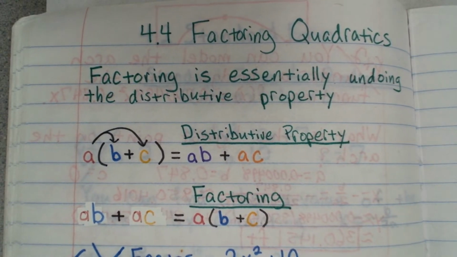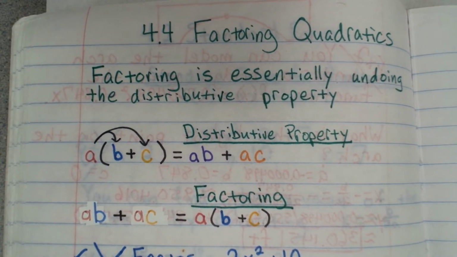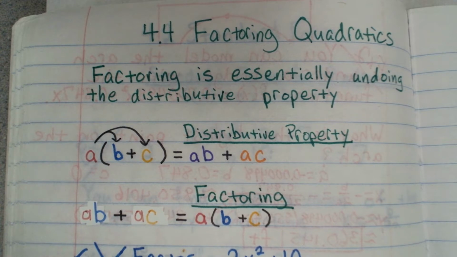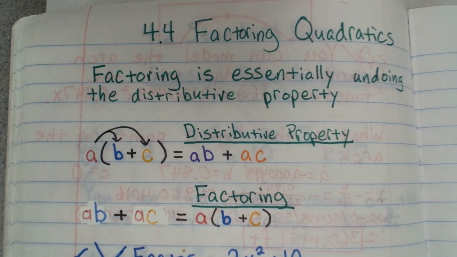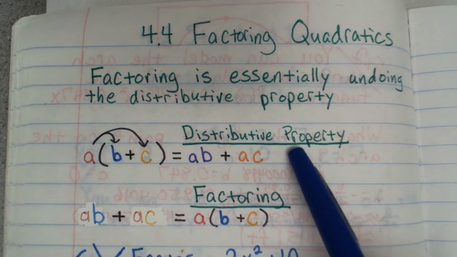All right, so today we're going to move into Chapter 4, Section 4. I'm skipping Section 3, factoring quadratics. And we're going to take several days on this section to make sure we really understand what's going on. So factoring, what we're doing now, is essentially undoing the distributive property. So I want to review what the distributive property is.